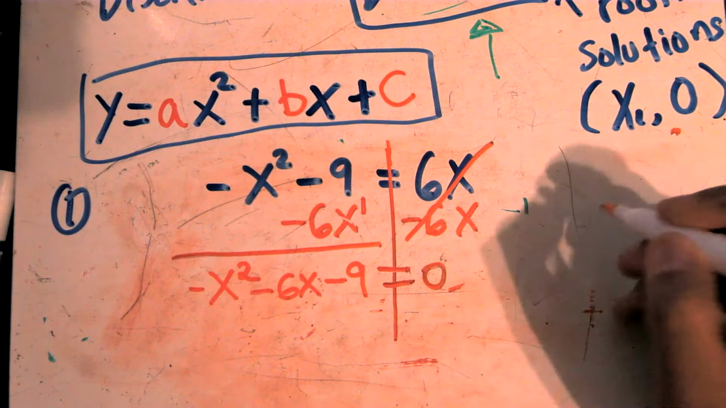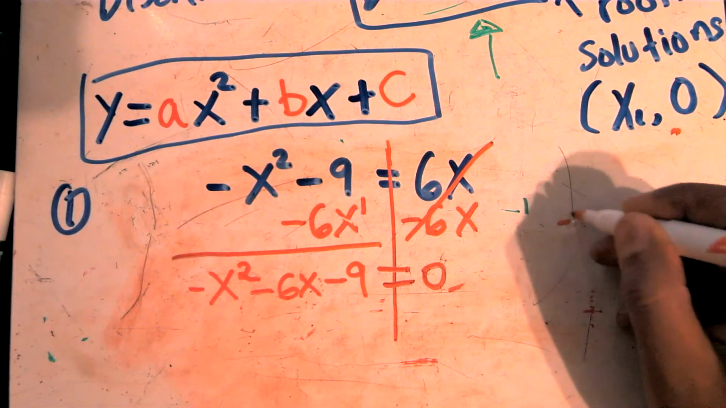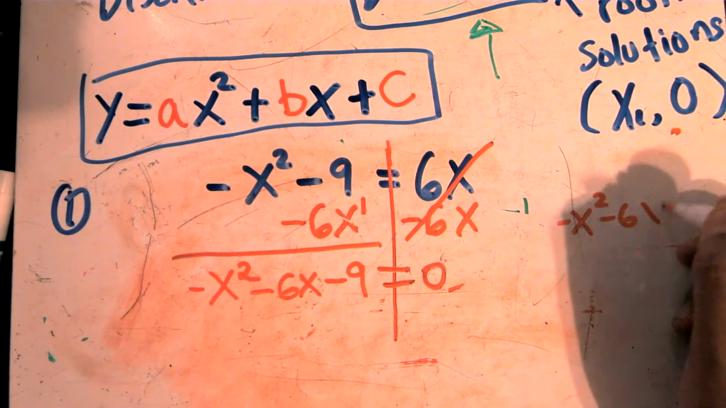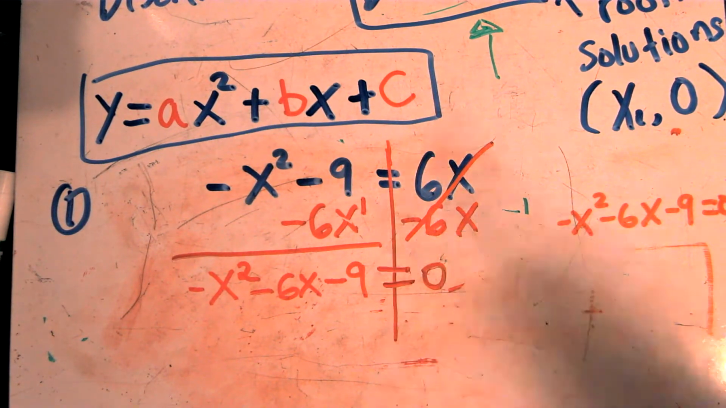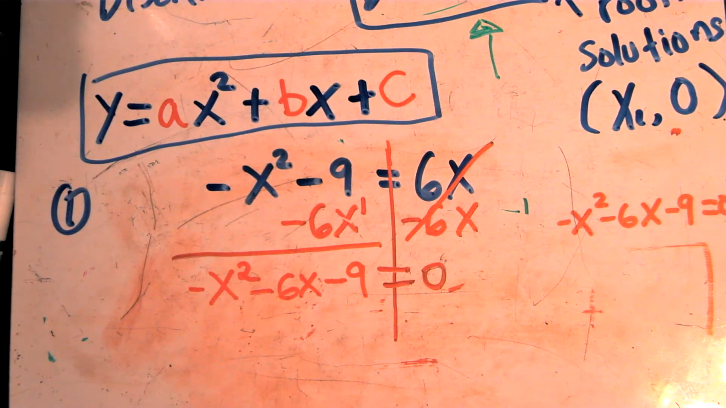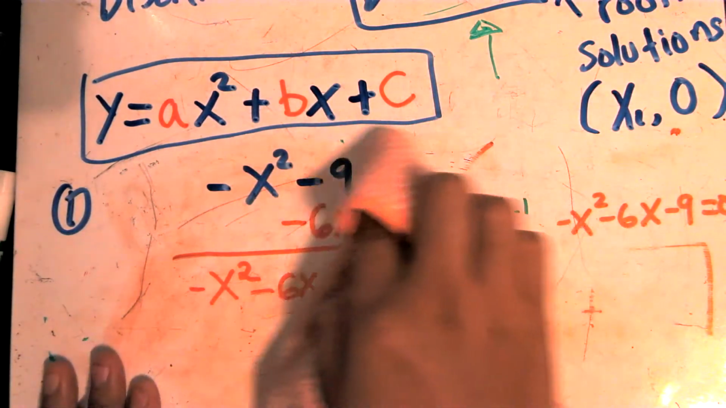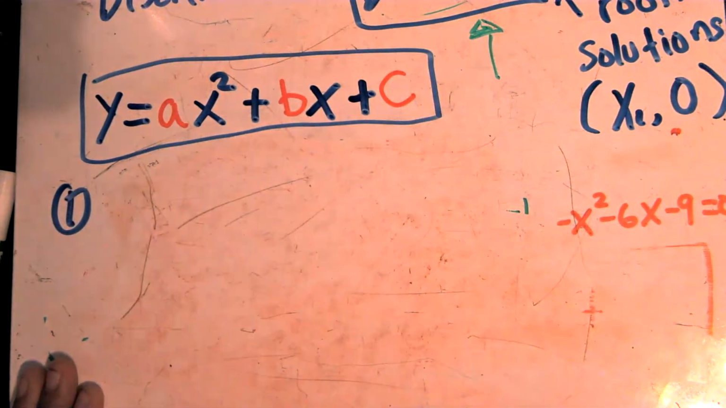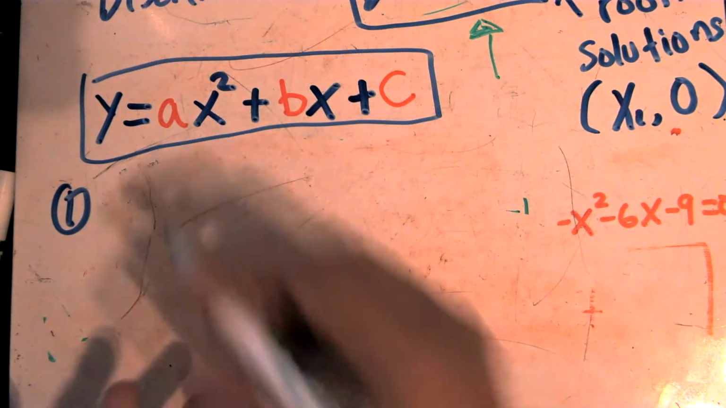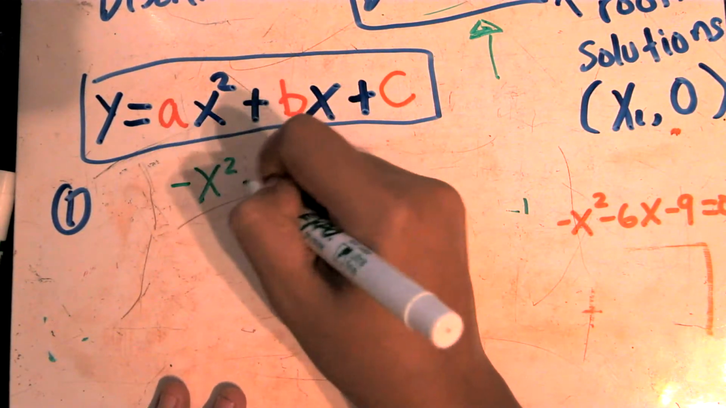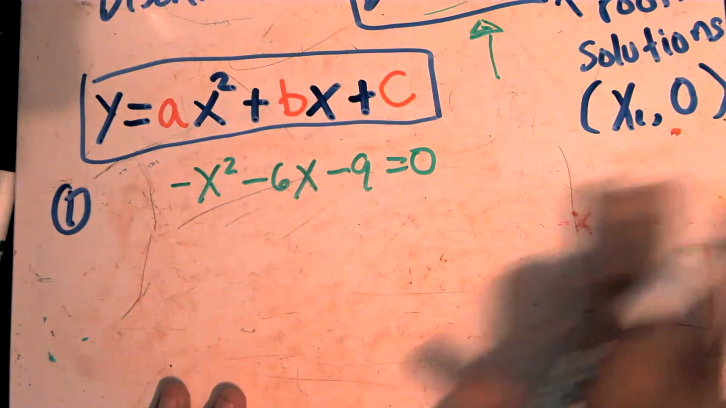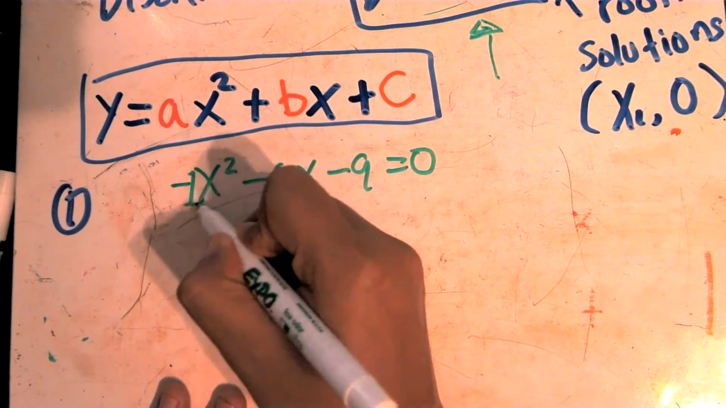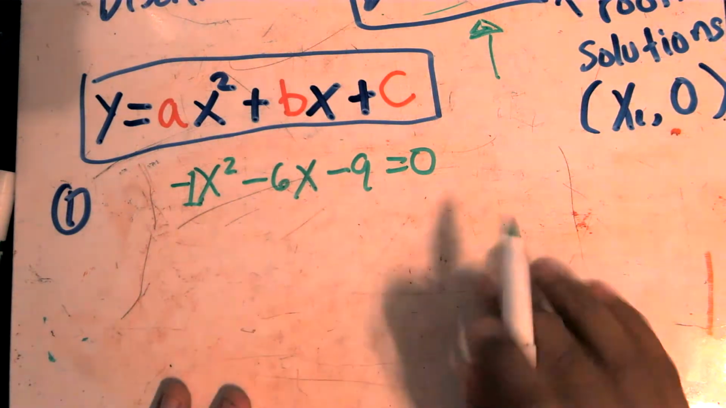Now to make space, I'm going to rewrite this up here. Feel free to, in your paper, if you're following along, you don't have to do what I'm doing. I'm going to erase just to make space. Okay, so I'm just going to put that here. Negative x squared minus 6x minus 9 is equal to 0. I'm going to put my invisible negative 1 there.